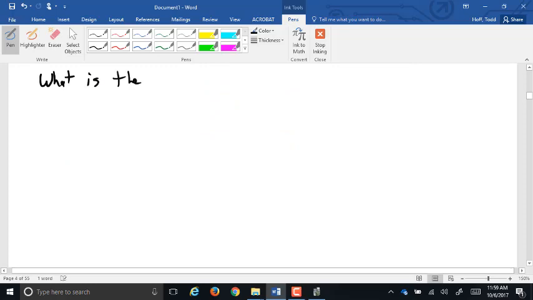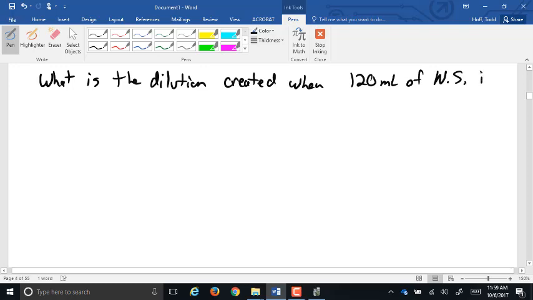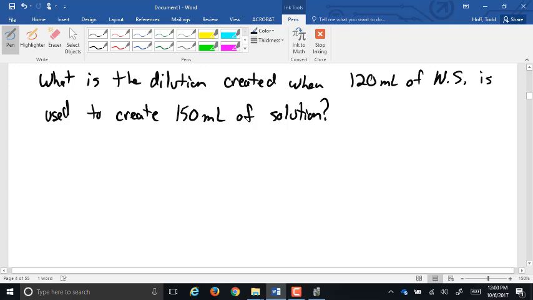So what is the dilution created when 120 milliliters of normal saline is used to create 150 milliliters of solution. I'll give you guys a second in your notes to see if you can get that one.